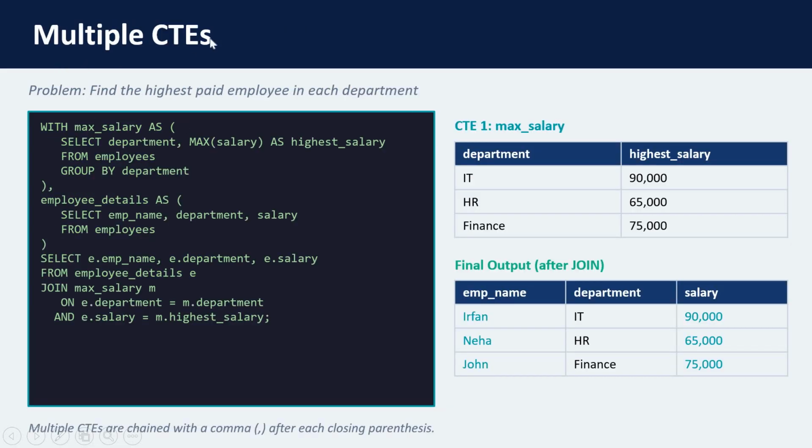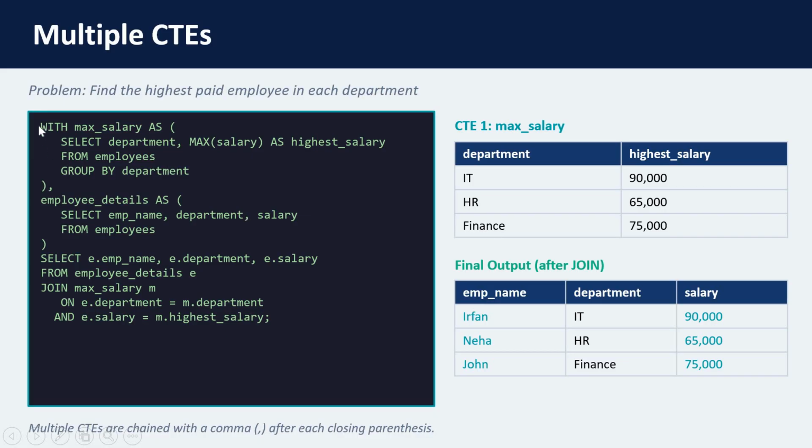Now let's go with multiple CTEs, right? Find the highest paid employee in each department. So now I need to know in IT department who is the highest paid, in HR department who is the highest paid, in finance department who is the highest paid. IT department has like 3 to 4 employees, HR department also has like 3 to 4 employees, finance department has like 2 to 3 employees. So we need to know who is getting the highest salary in IT department, HR department and finance department, right?